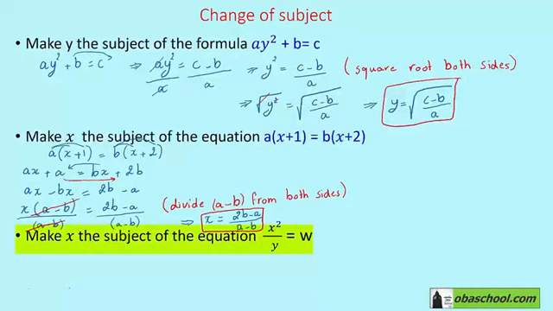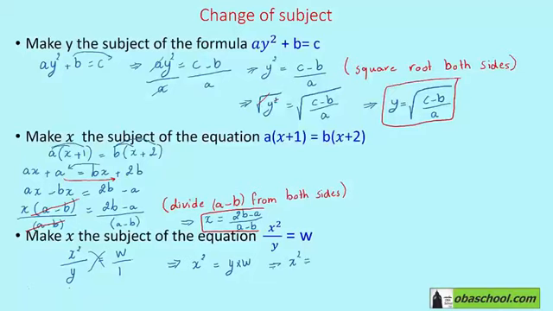Third part of this exercise, make x the subject of the equation x squared over y equals w. First things first, we're going to have to copy the equation. After copying the equation, the first thing you're going to notice is the denominator y. So we're going to add a denominator 1 to w, and do cross multiplication. It's going to be x squared equals y times w.